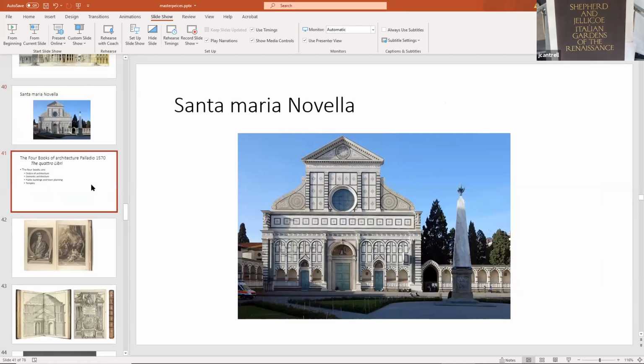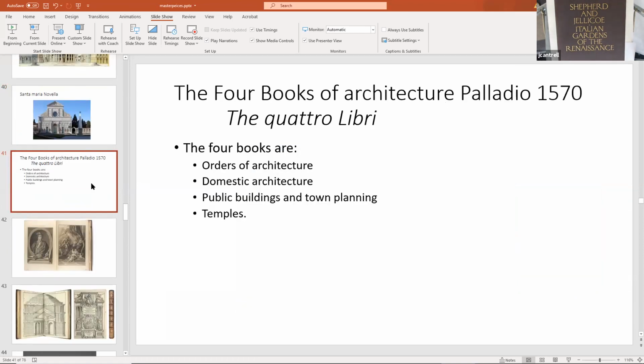Okay, so let's look at the famous architect Palladio. His 4 books were even more famous and prodigious than some of the earlier architects you've seen. The 4 books, of course, are called the Quattro Libri. His 4 books really condense and comprise some of the early architects into really 4 chapters. Orders of architecture, the classical orders, residential architecture, public buildings and town planning, and then temples.